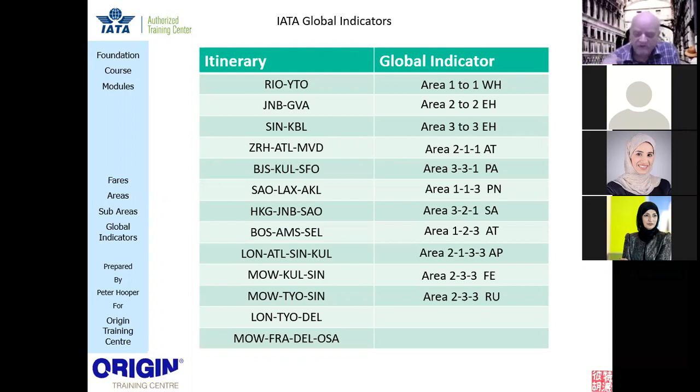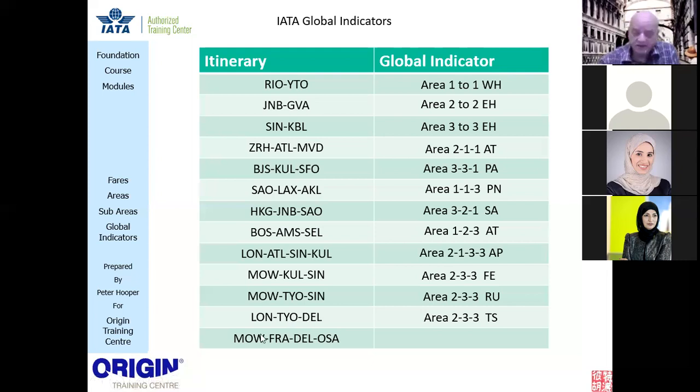For FE, I need Russia in Europe or the Ukraine. Have I got Russia or the Ukraine? No. Okay, it cannot be FE. If it's not FE, what's the next one I try? TS. TS is area 2 to 3 with a direct flight from Europe to Japan or Korea. Do I have a direct flight from Europe to Japan or Korea? Yes. It's TS.